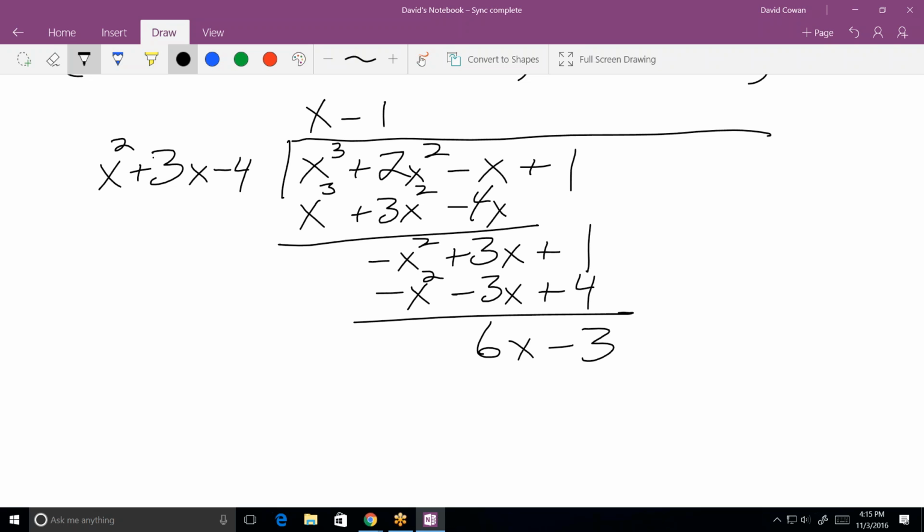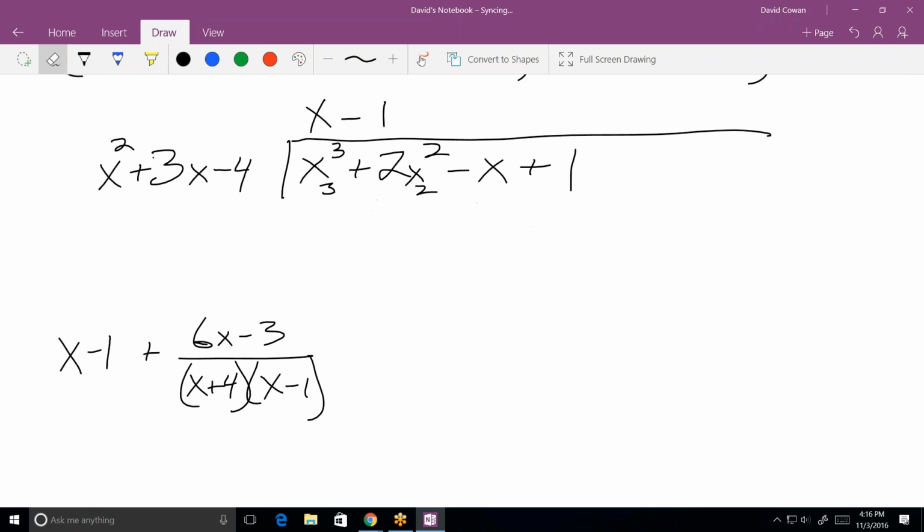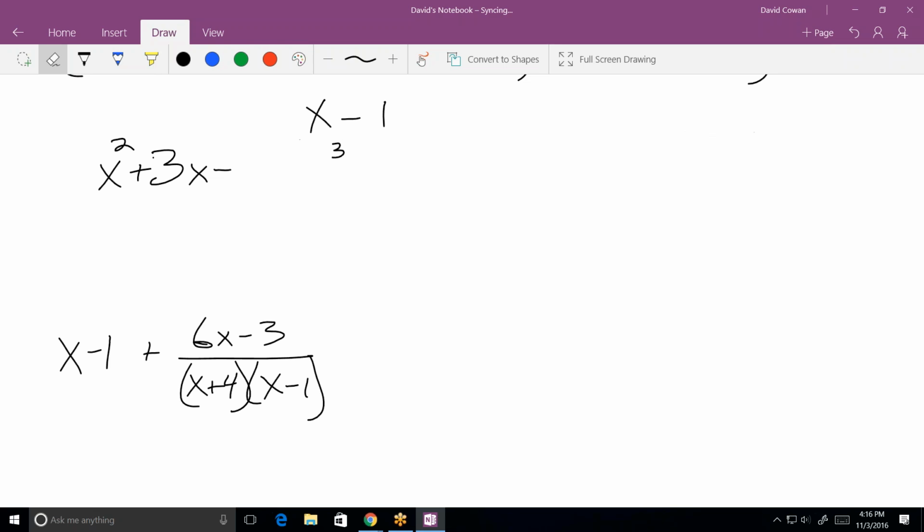So really what we're looking at in that original polynomial is the following: x minus 1 plus 6x minus 3 divided by this, and now we're going to factor it into x plus 4 times x minus 1. You with me? Okay, yeah. Let's erase all of that so it's not in our way. Now, like I said, the only time that I know of in math where you have to do this is when you're integrating.